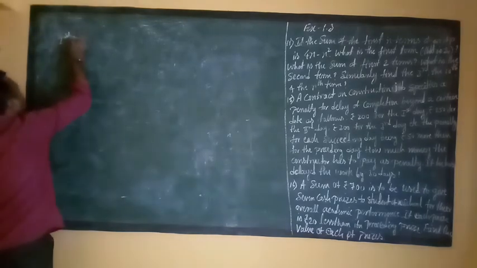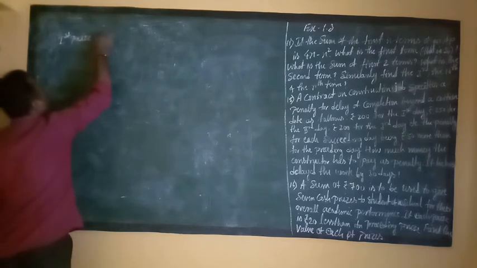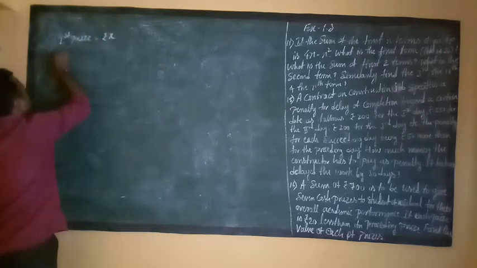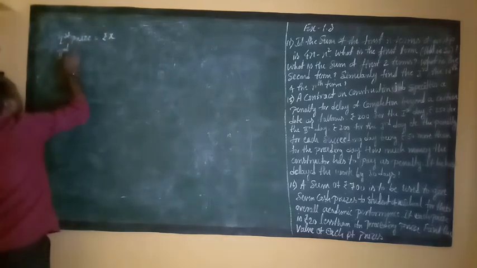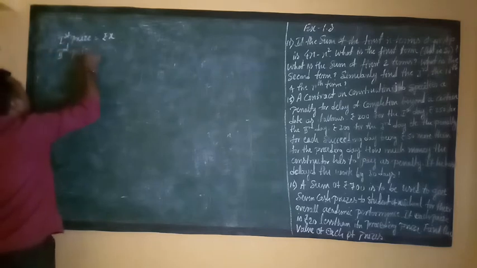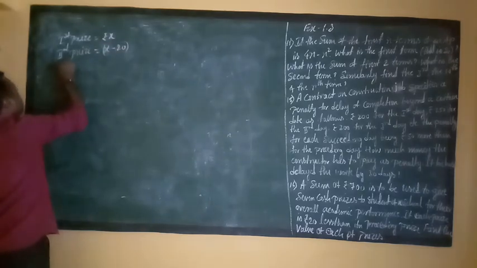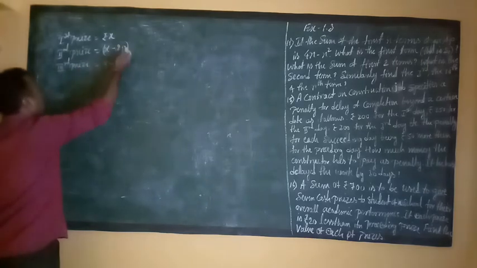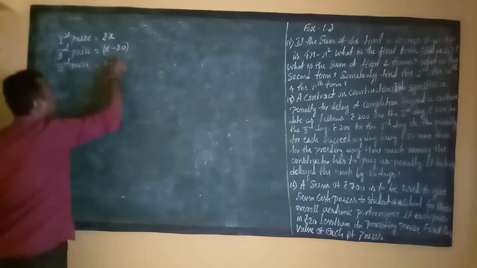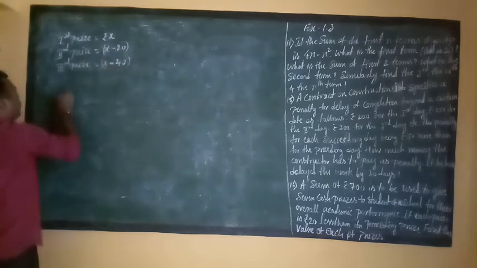First prize, how much amount? Rupees x. Second prize is less than 20 rupees, therefore x minus 20. Third prize is again 20 less, x minus 20 minus 20, that is x minus 40, like that.